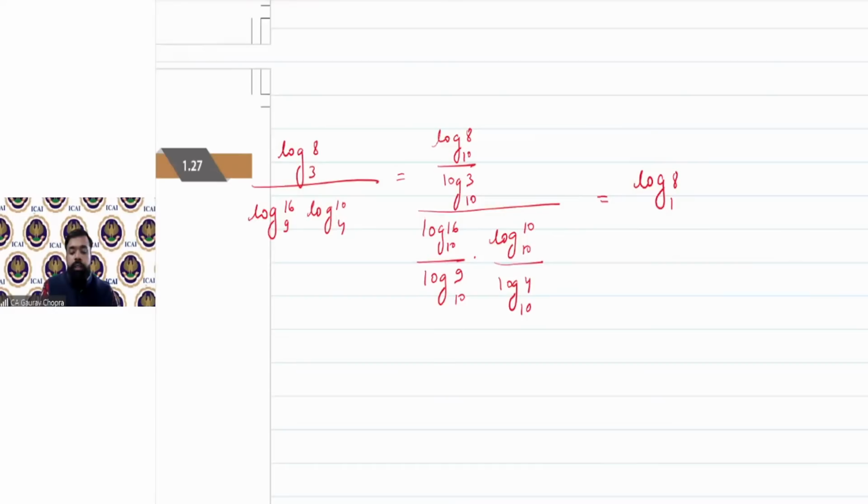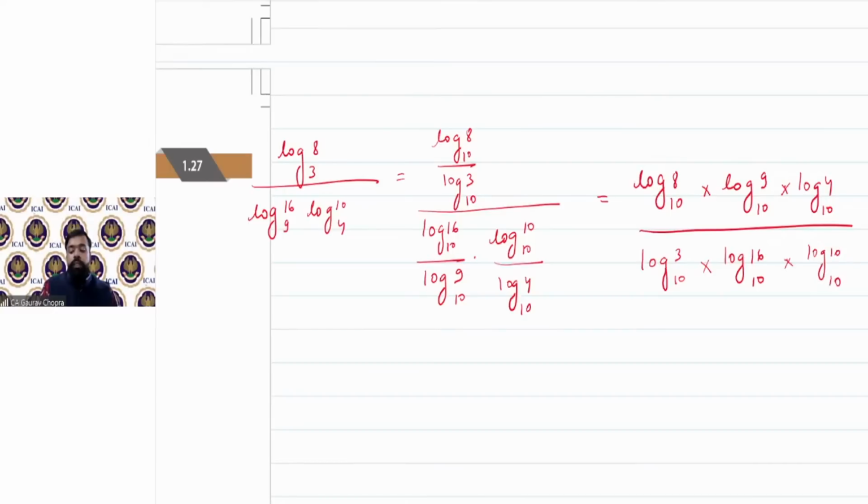Log 8 base 10 is in the numerator. Then log 9 base 10 is also in the numerator, and log 4 base 10 is also in the numerator. What about the denominator? It is log of 3 base 10, then log of 16 base 10 and log of 10 base 10. Now you have to see if you can cancel anything.